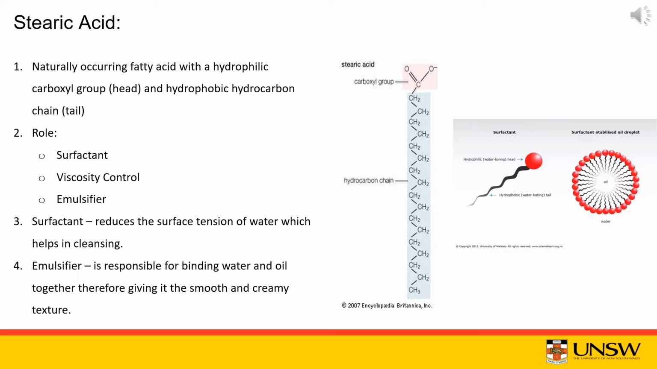As a surfactant, stearic acid reduces the surface tension of water, which facilitates mixing of water and the oil phase. This in turn helps in cleansing and controlling the consistency of the product. As an emulsifier, stearic acid prevents the water and oil phase from separating. This is done by binding them together, which is the result of its amphiphilic nature. This helps the product to maintain a smooth and creamy texture.